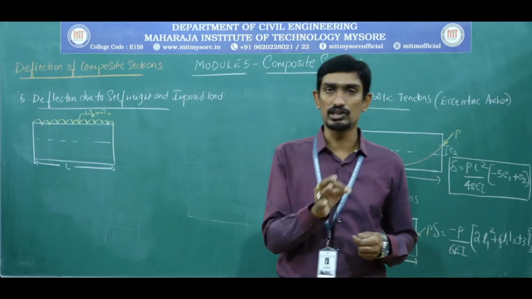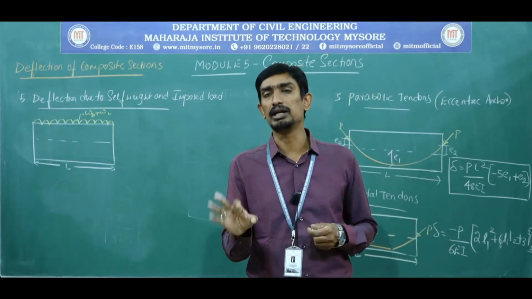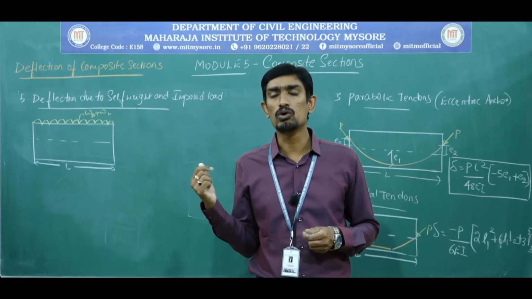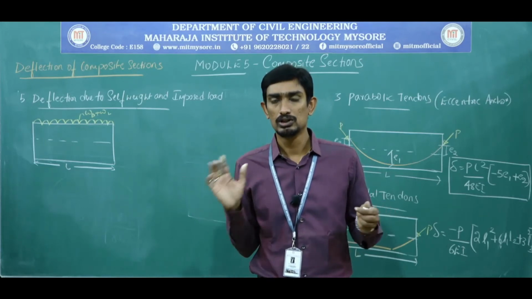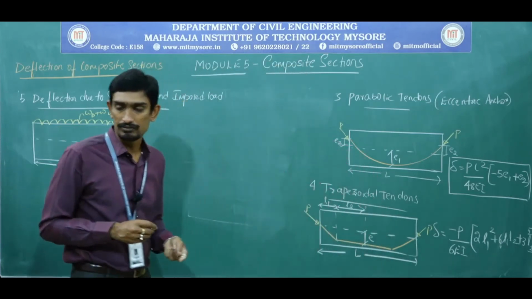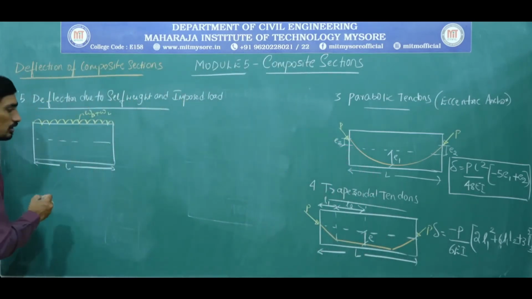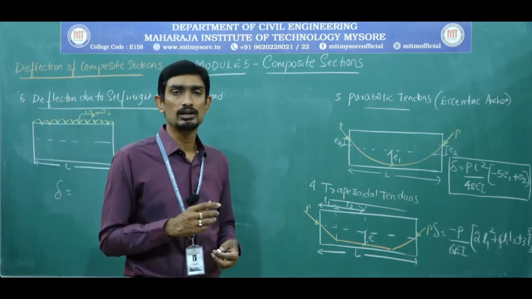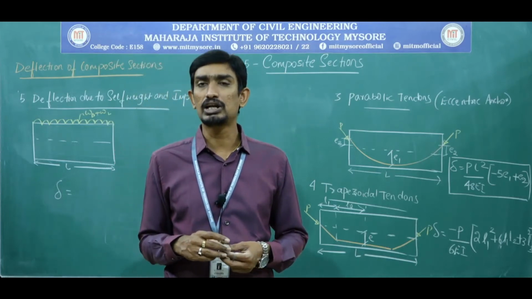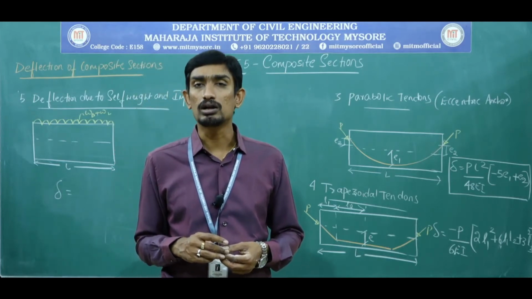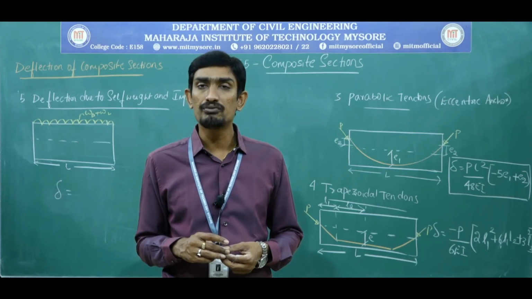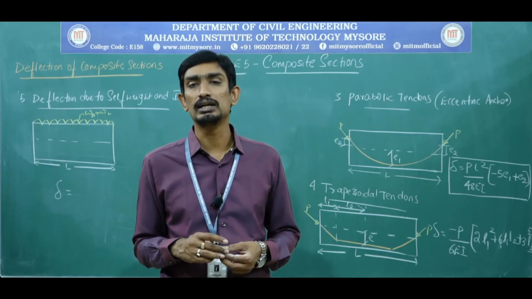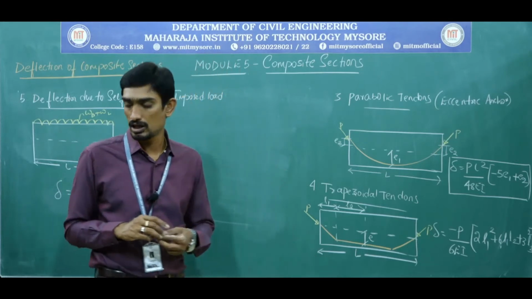That also has been discussed in module number 2, and once again I am repeating it here. Here also there is no change in the formula. So let me go with the formula. Deflection due to self weight and imposed load: we know from the basic structural analysis class that when the beam is subjected to UDL, the formula is 5WL to the power of 4 divided by 384 EI. The same thing holds good here also.